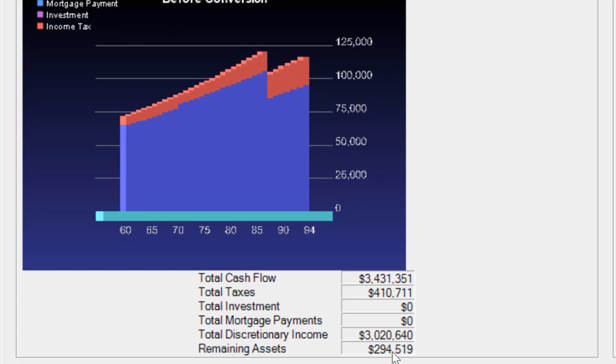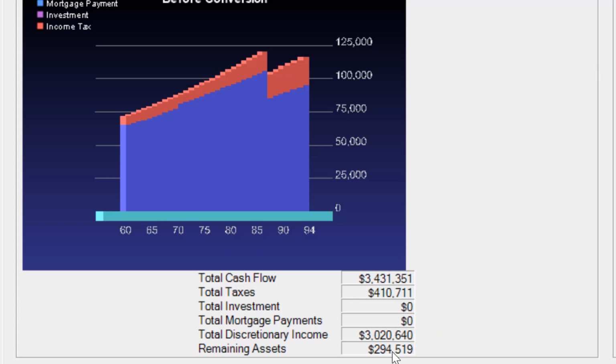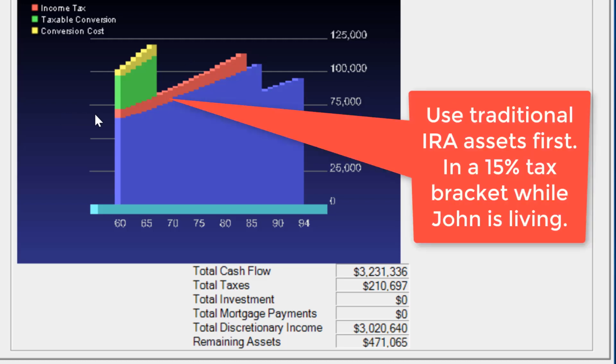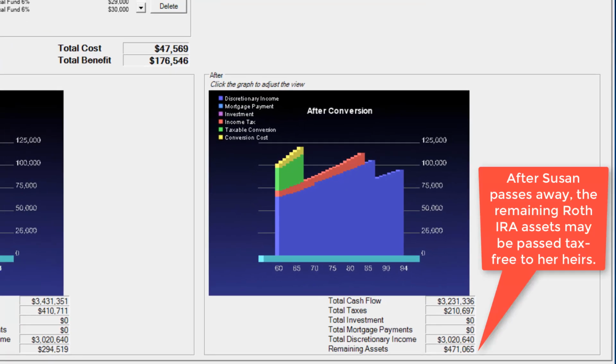If you look at the remaining assets, she dies with about $300,000 of assets. Those are all IRA assets, and those will have to be fully taxed to the heirs. So that's another problem that we want to address. If you look at the after situation, you see these funny little green and yellow ones. I'll discuss those in a minute. But if you compare the red, you notice it's slightly smaller, and then it goes away completely. And when John passes away, Susan has tax-free income after that. And at the bottom, she has $471,000 of remaining assets instead of $294,000.